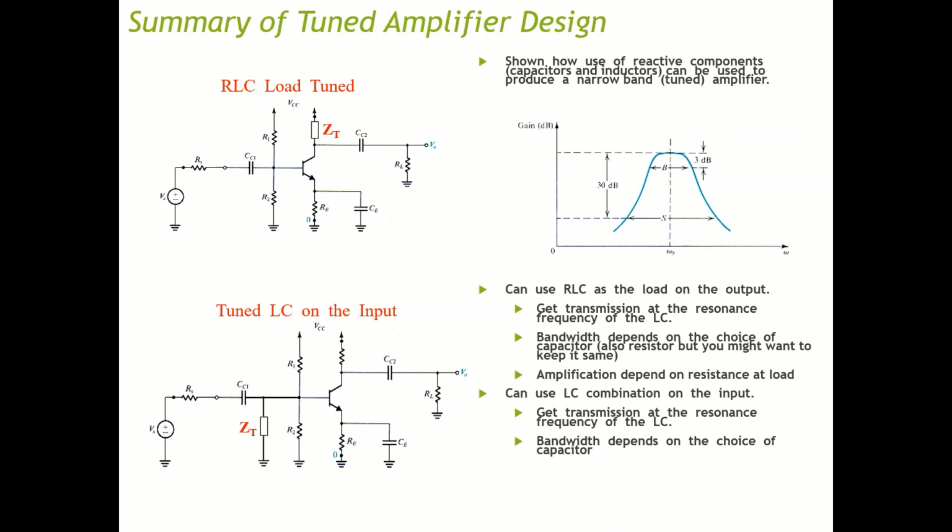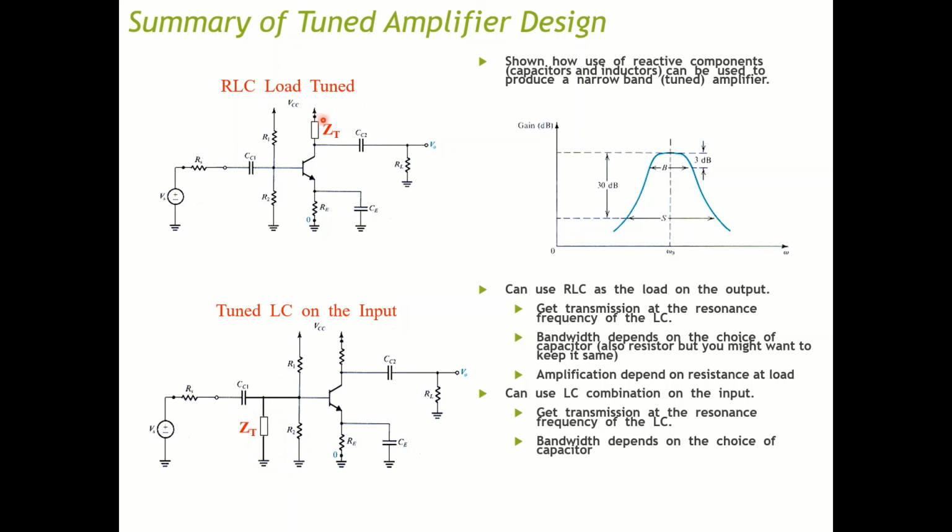So that's it for today. To sum up, let's see what we learned today. We learned that by using reactive components such as capacitor and inductor, you can produce a narrow band or tuned amplifier that allows the transmission to go through or to be amplified at the resonant frequency of the LC circuit. You can do two things: you can put your RLC at the load output, or you can put your LC circuit at the input.